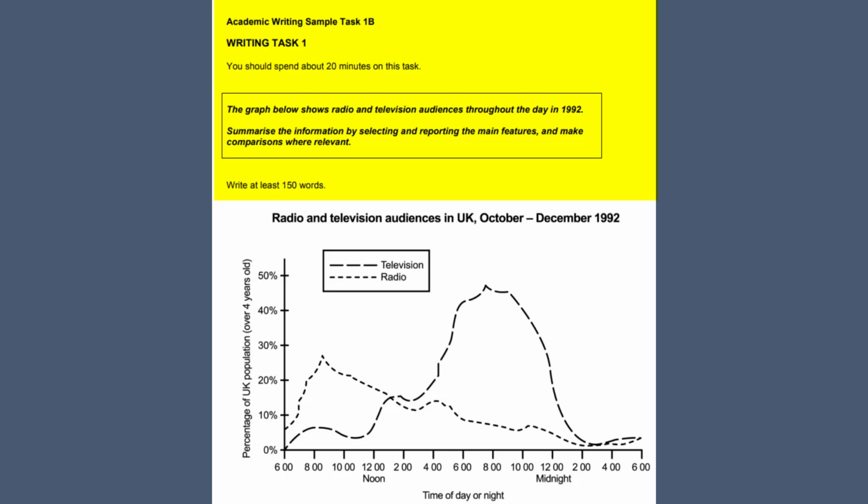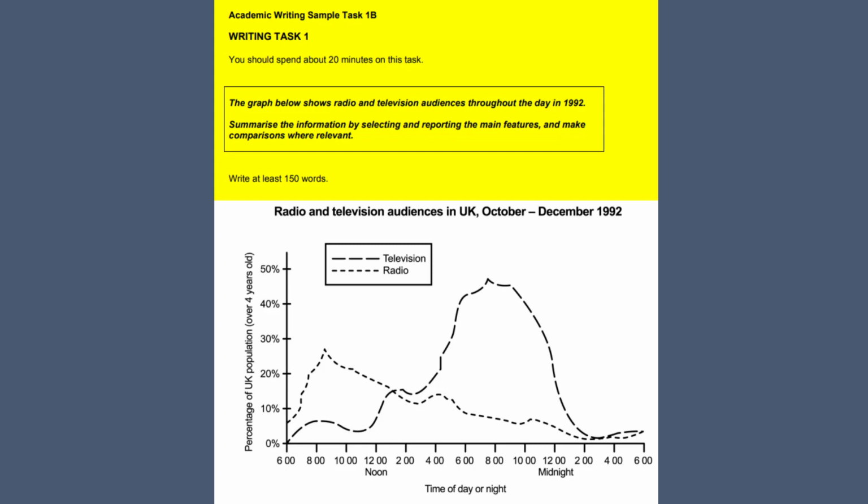It represents radio and television audiences throughout the day, from 6 a.m. to 6 a.m., so a 24-hour period in 1992. And then it tells you to summarize the information by selecting and reporting the main features. So you don't need to describe every little single curve in the diagram, and make comparisons where relevant. And you've been told to write at least 150 words.